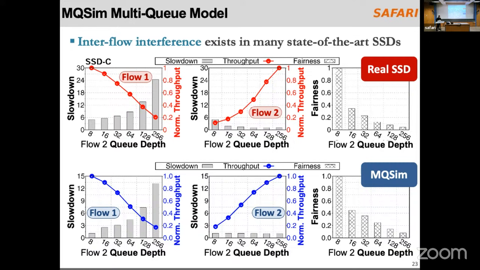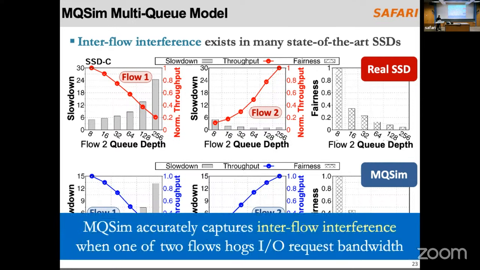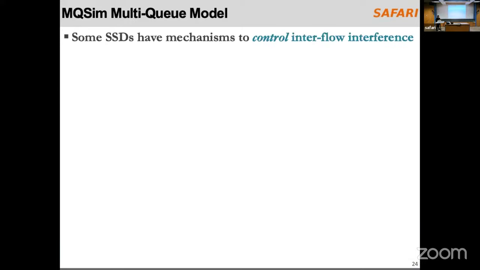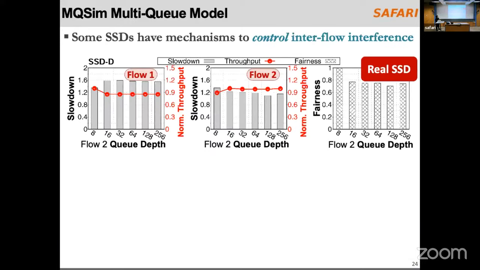So this is one result that we see where we have a lot of interference because of running multiple workloads. MQSim accurately captures this interference. Now we have another SSD where there is some level of fairness control inside the SSD itself. This is a real SSD. Here you can see that the slowdown actually saturates even when you increase the queue depth.